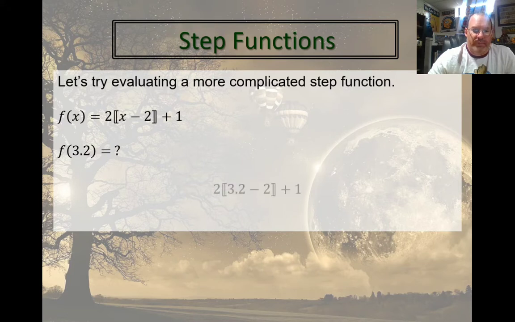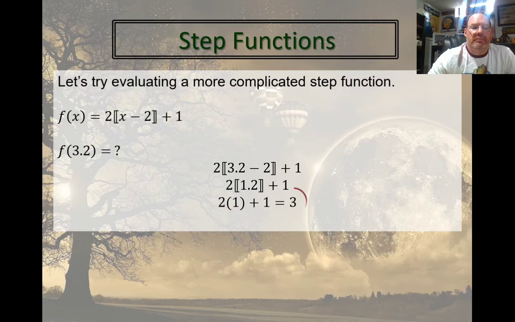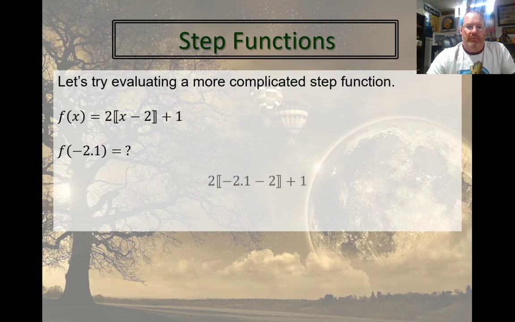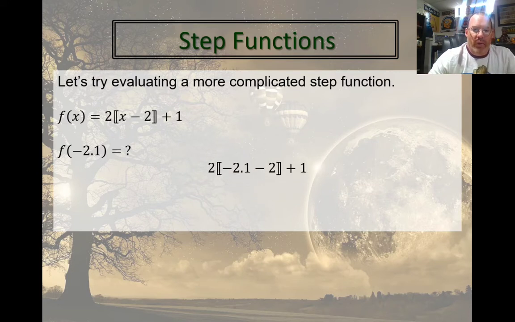3.2. 3.2 minus 2 is 1.2, which rounds down to 1. So our answer is 3. Negative 2.1. Negative 2.1 minus 2 is negative 4.1. Rounding down to negative 5, giving us an answer of negative 9.